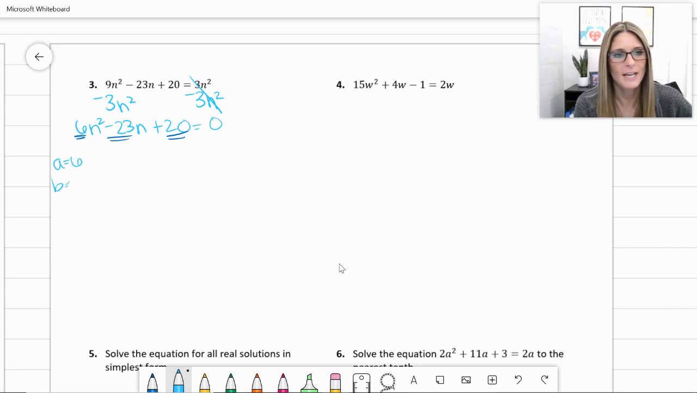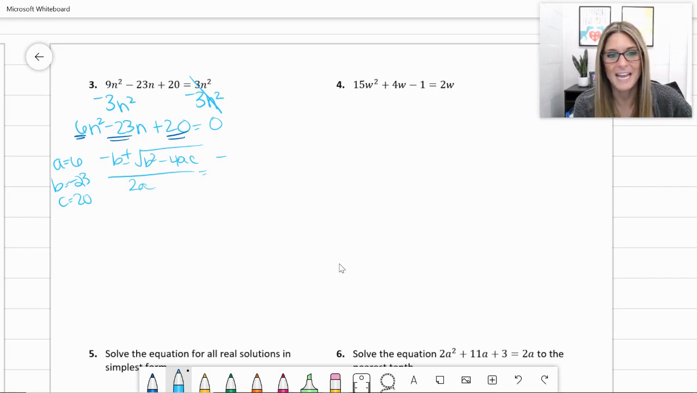List those off to the side. My quadratic formula is negative b plus or minus the square root of b squared minus 4ac all over 2a. Let's start filling that in. Negative 23 plus or minus the square root of negative 23 squared, minus 4 times 6 times 20, all over 2 times 6.